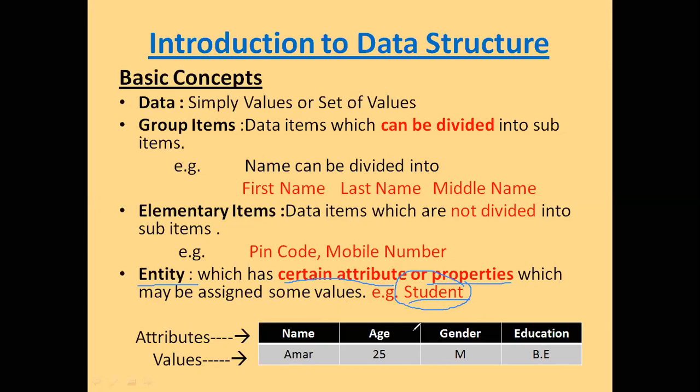So these are called attributes of entity student. Understood? So you can say it's like a file name. The entity means which has certain attributes or properties which may be assigned some values. The student is the name of entity, and it has fields or attributes where you can give some value or where you can store your data. Understood? So these four terms, and two or three more terms, I think, are there.